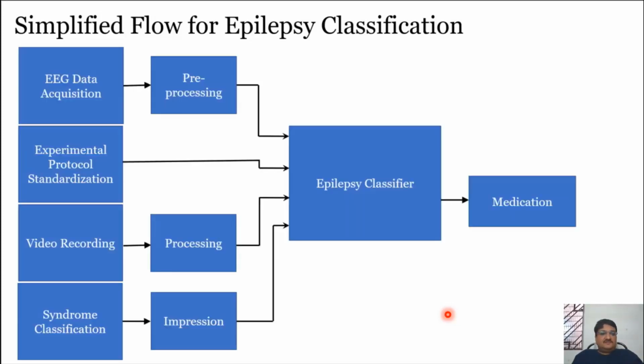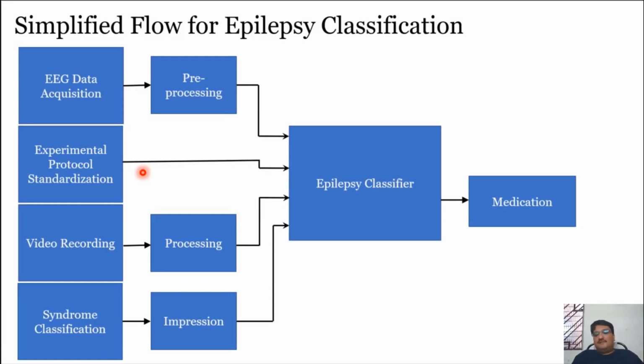So this is basically the final classifier, a block diagram of the classifier. The EEG data will be pre-processed, and after extracting some features, it will be conveyed to a classifier. That classifier will also have an input from your experimental protocol, like during which period of time photic stimulation was provided, and during which period of time the patient was hyperventilated.